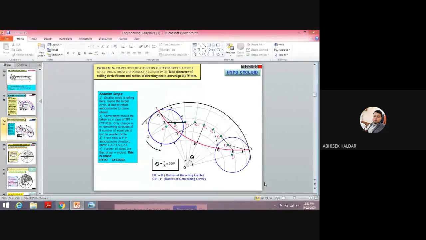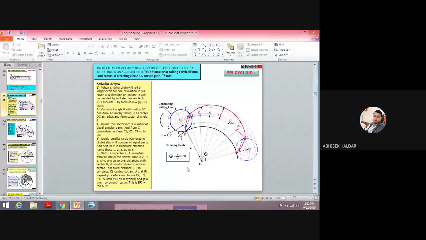If anyone can clarify when I will draw the epicycloid and when I will draw the hypocycloid, I will be glad to know. What are the two cases you have understood? What is the difference you have understood? When the circle rolls on the curved path, it is the epicycloid, and when the circle rolls inside the curved path, then it's the hypocycloid.